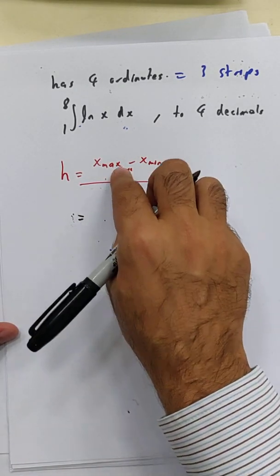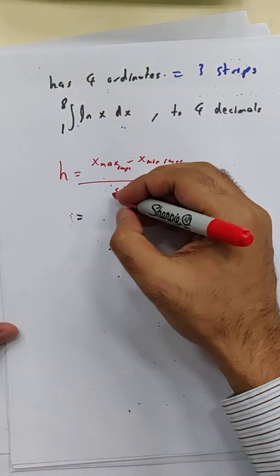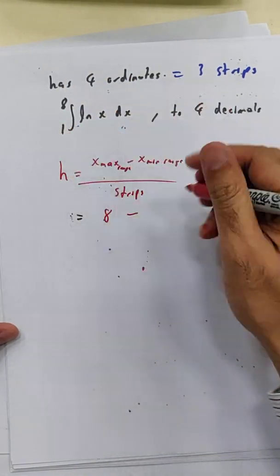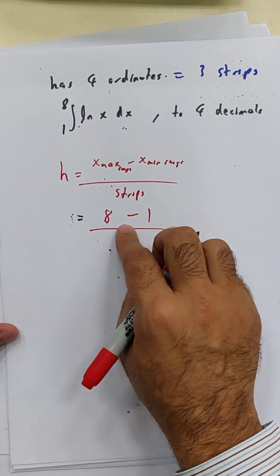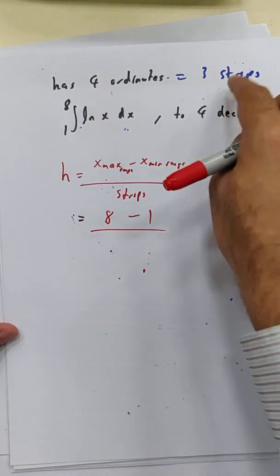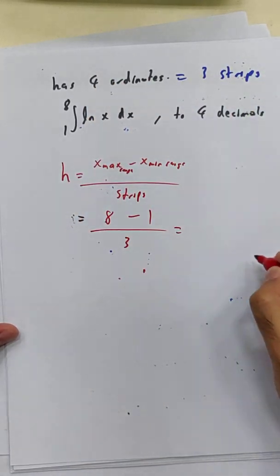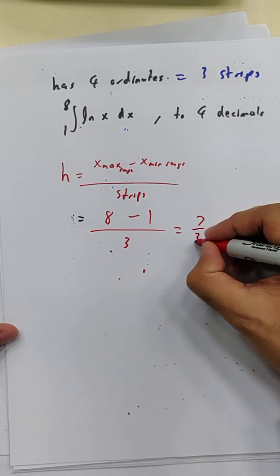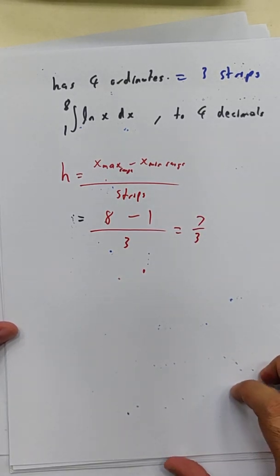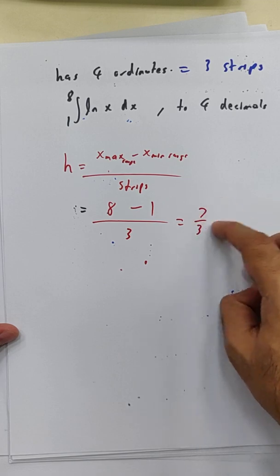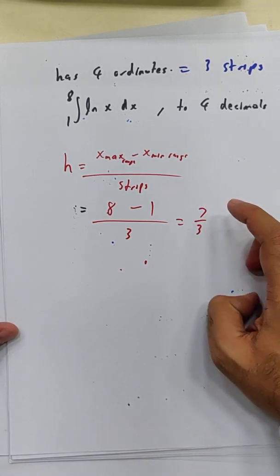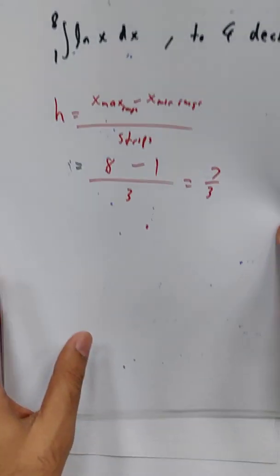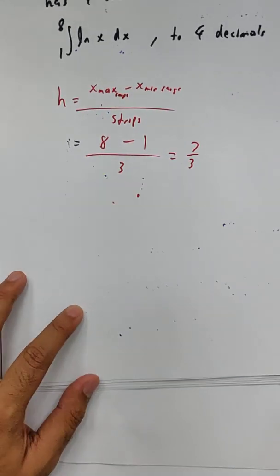So x max is 8, minus x min, 1. How many strips? 4 ordinates means 3 strips. That gives you 7 over 3. You guys okay? Then where should I put this 7 over 3?